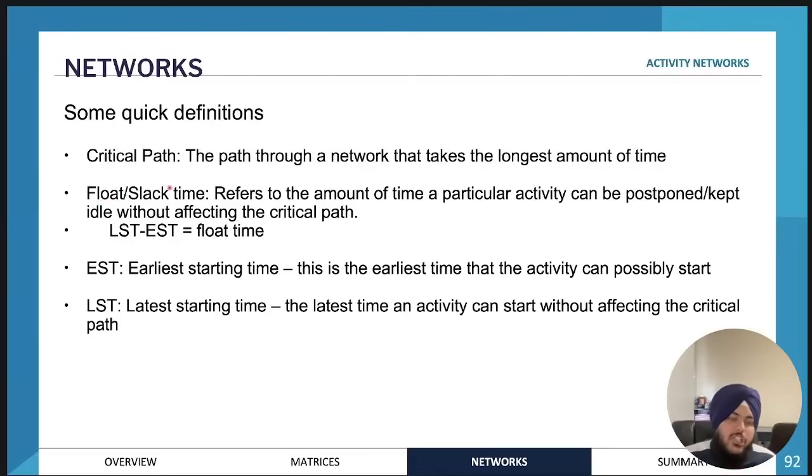And the float or slack time is the amount of time that a particular activity can be postponed without affecting the critical path. The way that we find the float or slack time is by subtracting the earliest starting time from the latest starting time.